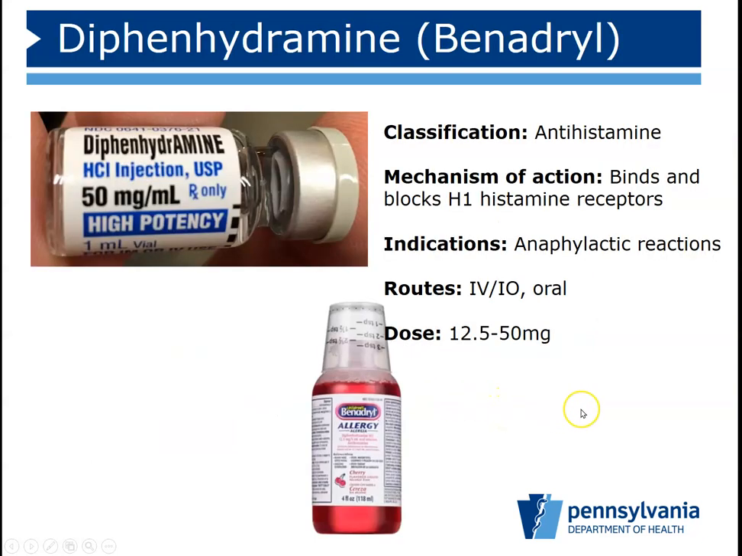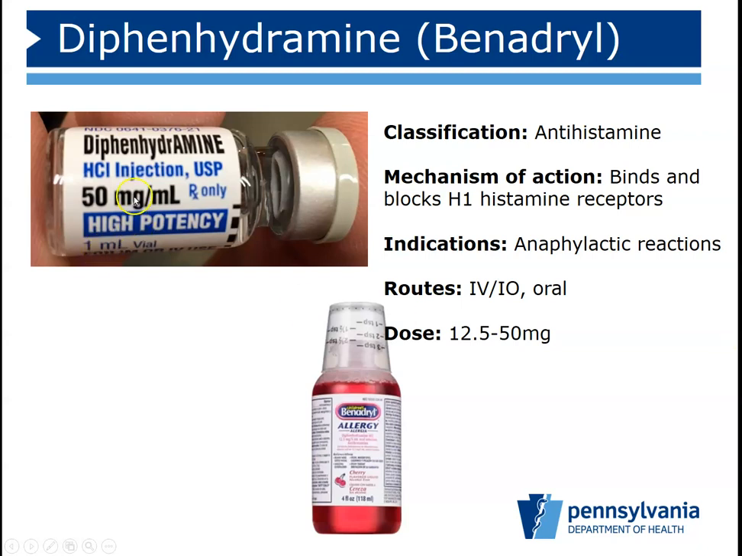Next drug we're going to look at is diphenhydramine, also known as Benadryl, and there are 2 types: the IV/IO route, or the oral route. It is classified as an antihistamine. It binds and blocks H1 histamine receptors. The indications are anaphylactic reactions or mild or moderate reactions as they're defined in your protocols. The routes are going to be IV/IO or oral, and your dosing is going to be weight related. We'll talk about those later. Anywhere between 12.5 to 50 milligrams.